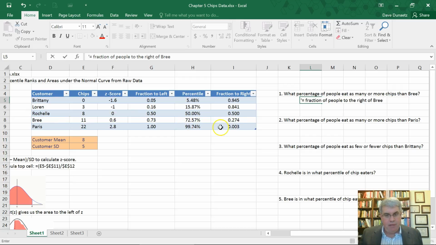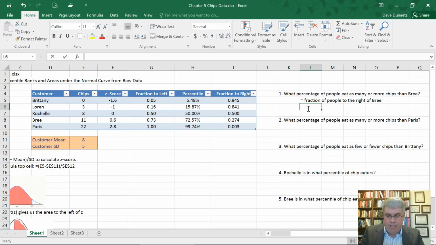And so we look on this table, and it is 0.274. So we can say that equals 0.27, or we can say 27.4%. Now I'm putting a single quotation mark in front of this, so Excel doesn't interpret that as an equation. It knows that I'm entering text. So what percentage of people eat as many or more chips than Brie? 27.4%.